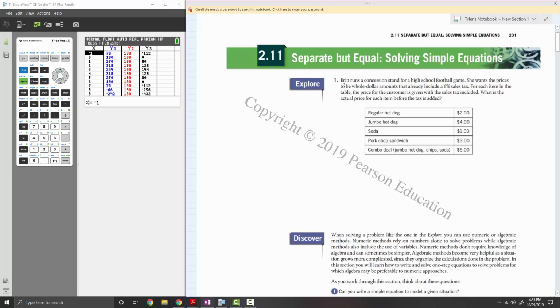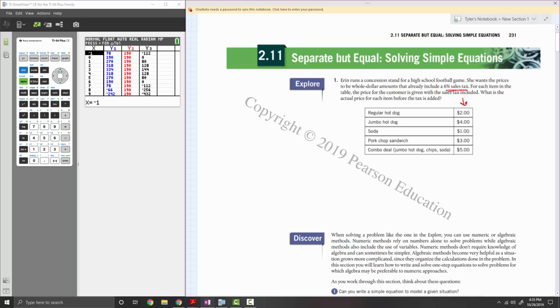So you can see number one, it says Erin runs a concession stand for a high school football game. She wants the prices to be whole dollar amounts that already include a 6% sales tax, right? So essentially we want them to be whole dollar amounts so it's easy to make change, right? So when you buy a hot dog, instead of paying like $1.97 or something like that, it's just a lot easier to make change if they're whole dollar amounts. But we still have to pay sales tax, right, which is 6%. And then for each item in the table, the price for the customer is given with the sales tax included, right? So in other words, these amounts already include sales tax.